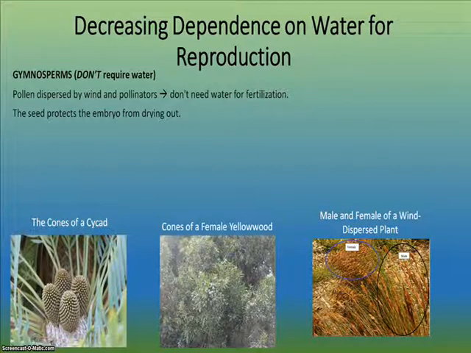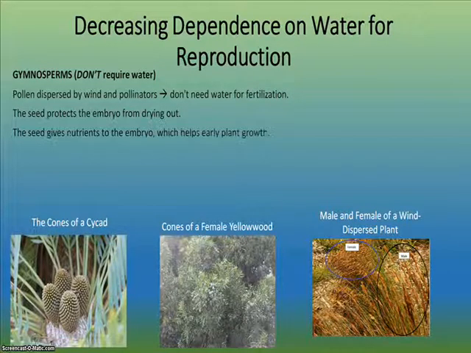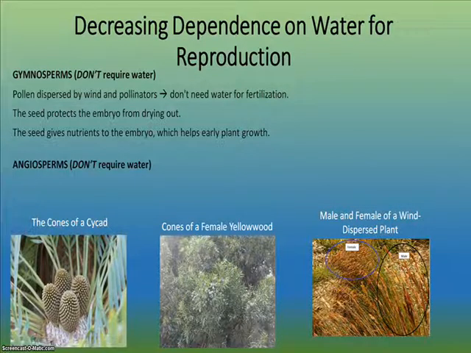Since the sperm no longer need water to fertilize the egg, plants with pollen can reproduce at more times during the year and in drier habitats. Using seeds for protection and nutrition means that seed plants can get to a lot more places, since they won't dry out as they don't need water.